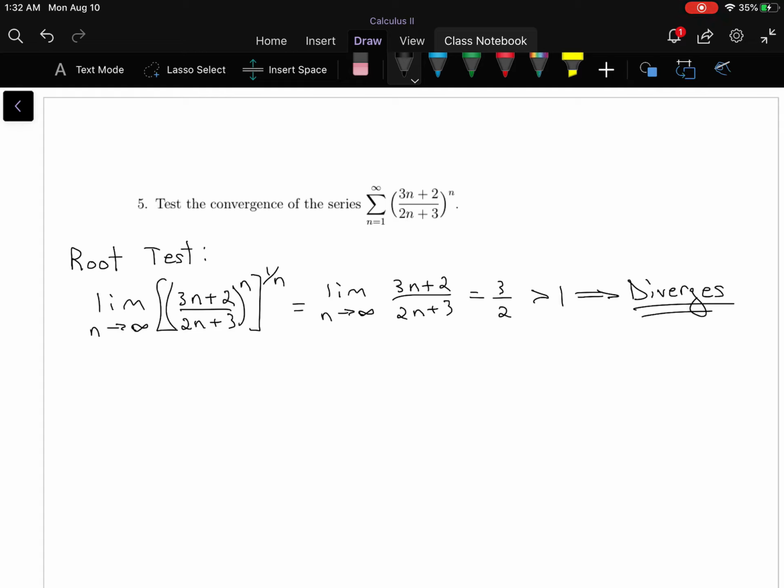So the root test makes the same decision like the ratio test. So if your limit is finite and less than 1, it absolutely converges. If it's greater than 1, it diverges. If it is 1, then it's inconclusive. You need to find another approach.